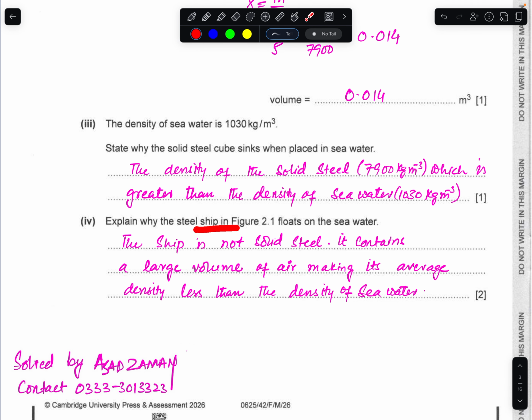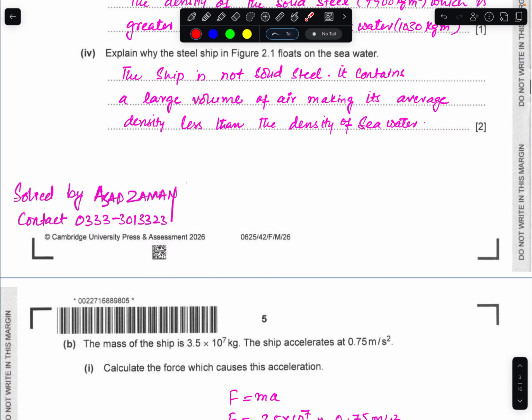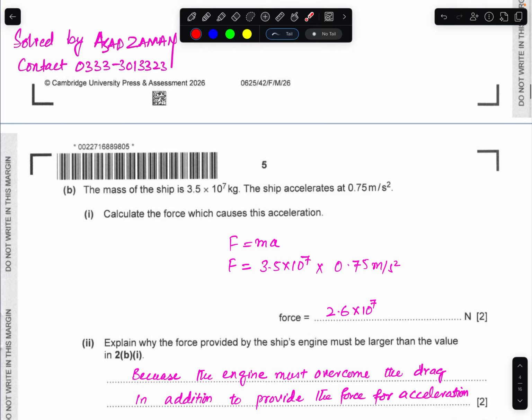Explain why the steel ship in figure 2.1 floats on the seawater. The ship is not solid steel. It is not all made up of solid steel. It contains a large volume of air as well, which makes its average density less than the average density of the seawater. So the overall density of the seawater is greater than the average density of the ship. That's why it is floating on the surface of seawater.